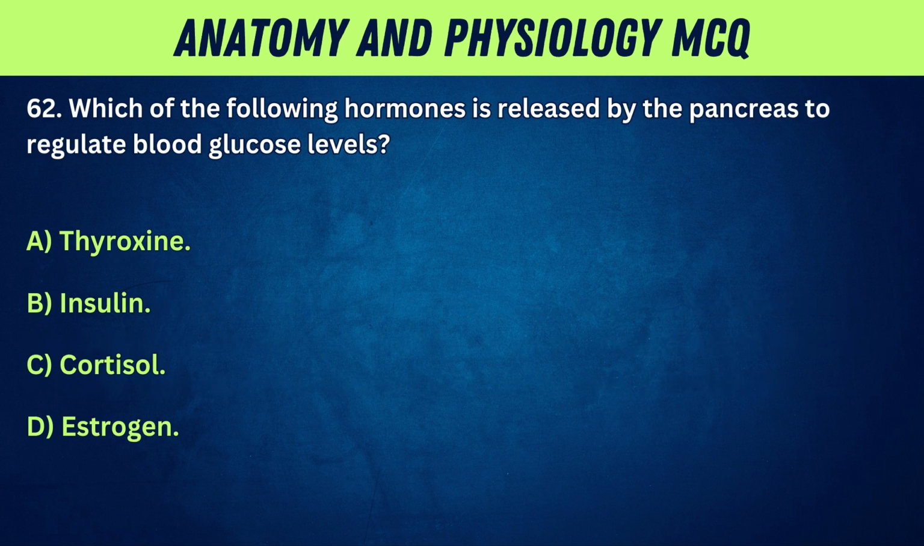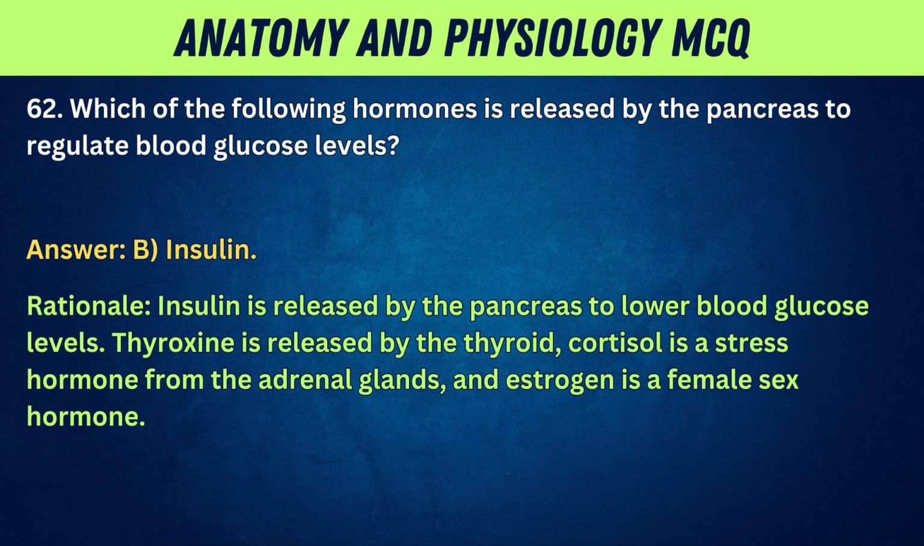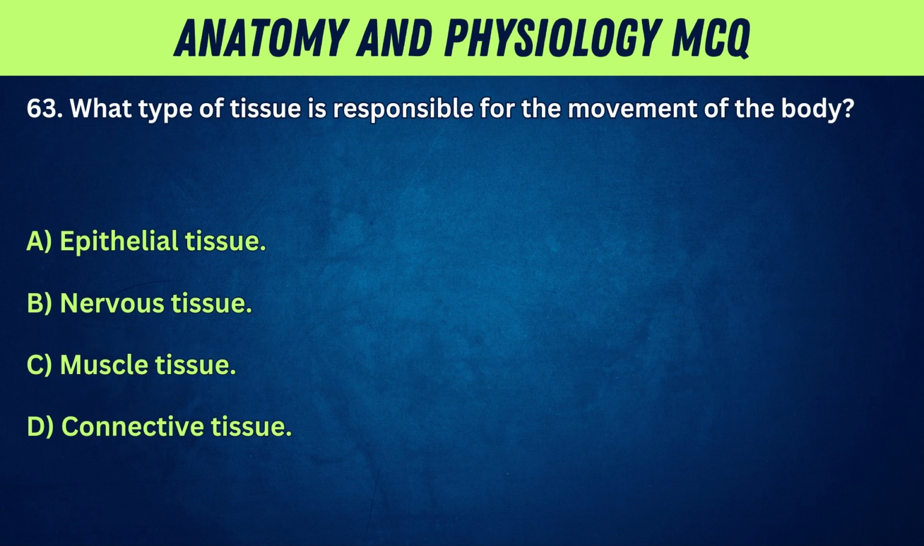62. Which of the following hormones is released by the pancreas to regulate blood glucose levels? A. Thyroxine, B. Insulin, C. Cortisol, D. Estrogen. Answer: B. Insulin. Rationale: insulin is released by the pancreas to lower blood glucose levels. Thyroxine is released by the thyroid, cortisol is a stress hormone from the adrenal glands, and estrogen is a female sex hormone.